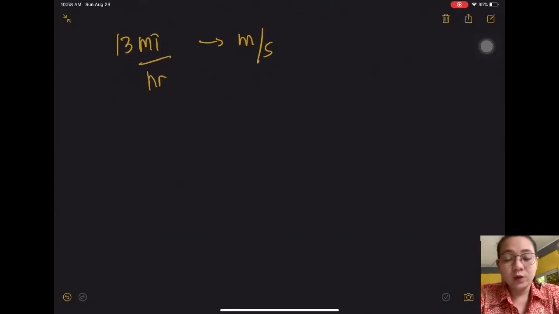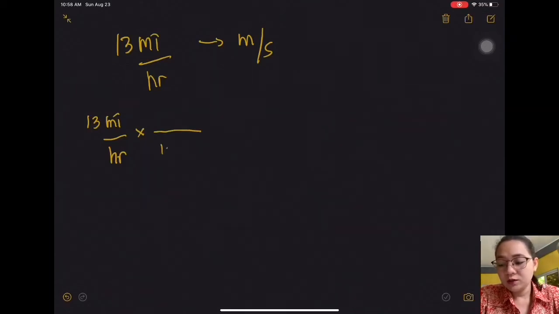Another example, what if you're going to convert 13 miles per hour to meter per second? What are you going to do? Same idea goes. Numerator, denominator, for you to cancel out the unit. Now, in order for us to do that, going back again to the conversion table. So, 13 miles per hour. We're going to use the shorthand method. So, 13 miles per hour, 1 mile is equivalent to 1,609.34 meter.